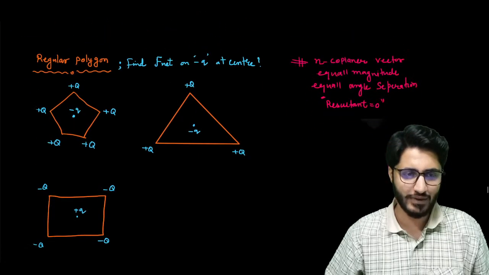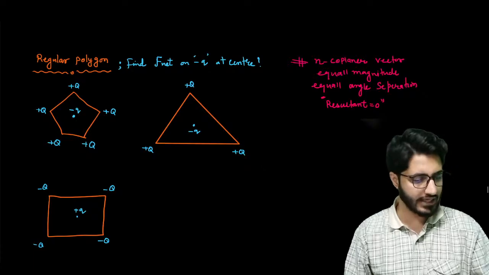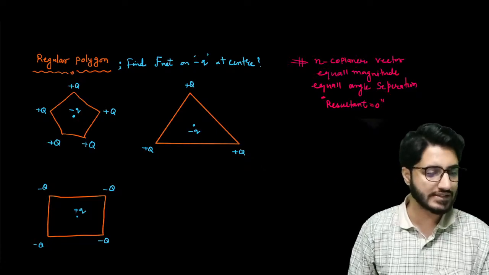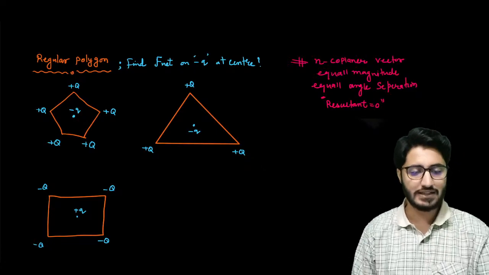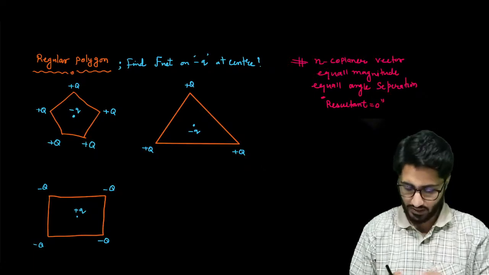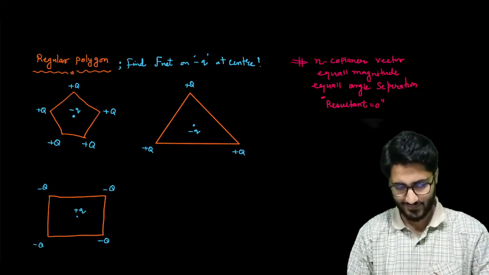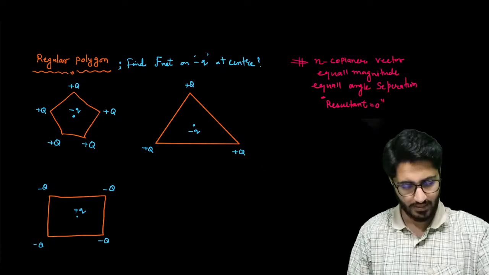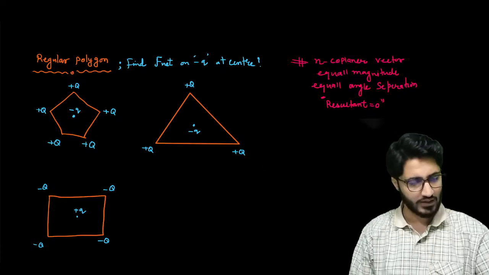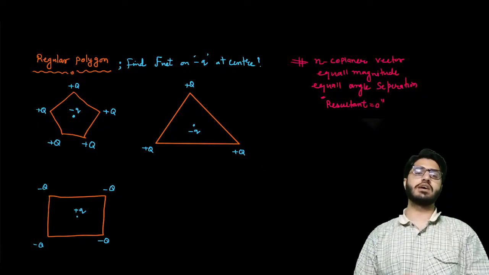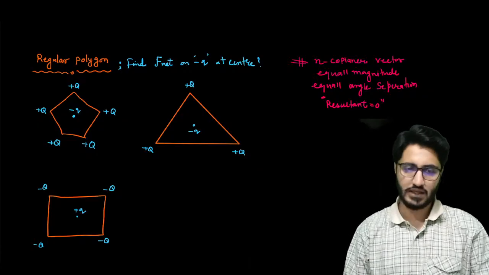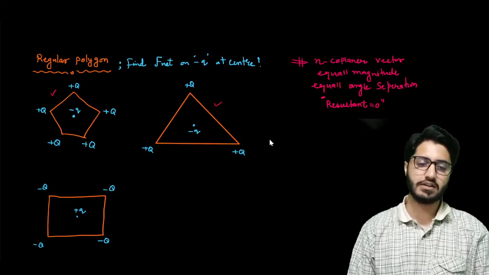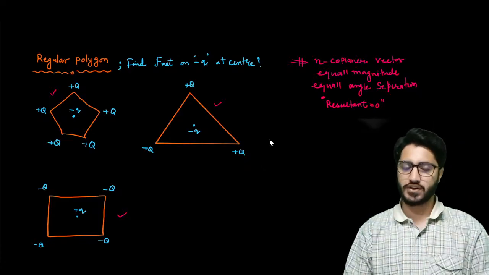Okay, next numerical. Next numerical is like if we have regular polygons. Regular polygon means we have equal sides, no? If we have equal sides, then how can we do our numericals? Am I audible? Yes. So look now, if we have a regular polygon, here we have a pentagon, no? Pentagon, triangle, square. These are regular ones, okay?